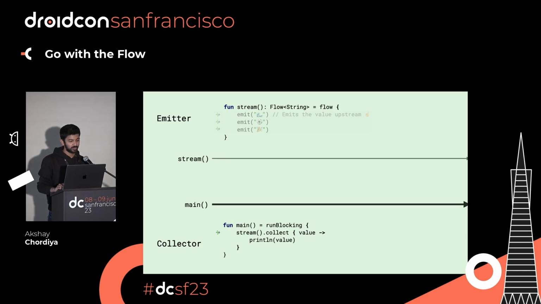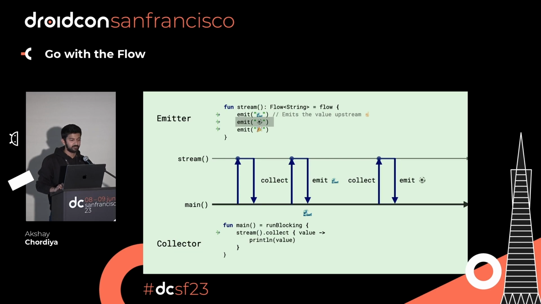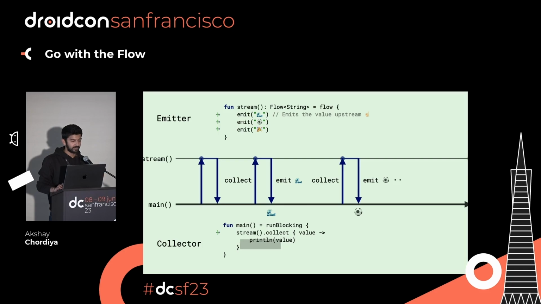So let's understand how things work. Initially, the main function calls the stream function, and that will return the flow back. It will do it immediately. And then when we call collect on the flow, this essentially means that we are subscribed to the emitter and ready to collect values. Then the emitter starts emitting the values sequentially, and the collector receives them and prints in this case. The same loop happens, and we are emitting the next value, football in this case, and this goes on until the emitter has no values. That's when the execution moves out of the collect and is complete.